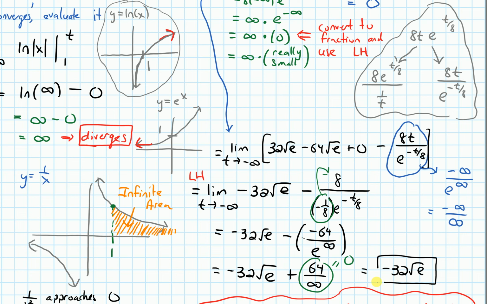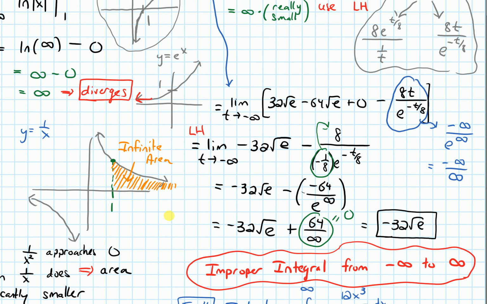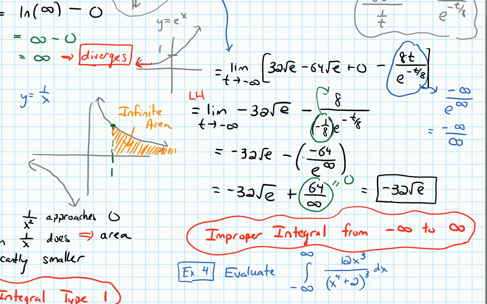And that's our answer. All right, so in the next video, we will do another example, but that involves an improper integral that has both an infinity and a negative infinity in the limits of integration.